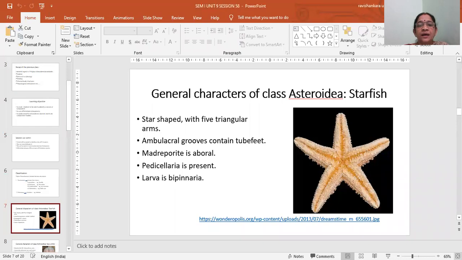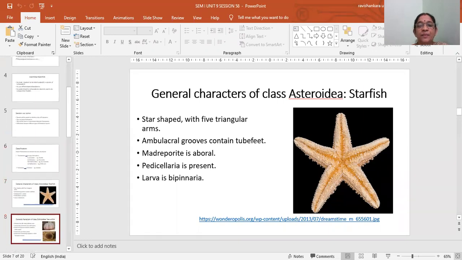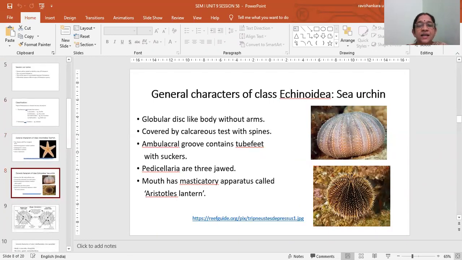Asteroidea are the common starfishes, which are star-shaped with five triangular radiating arms from the oro-aboral axis. The ambulacral groove contains tube feet, madreporite, ambulacral canal, pedicellaria, and the larva of this class of Echinodermata is the bipinnaria larva. The pentamerously radially symmetric arms end with slight tentacular structures with stigmata or sensory structures.